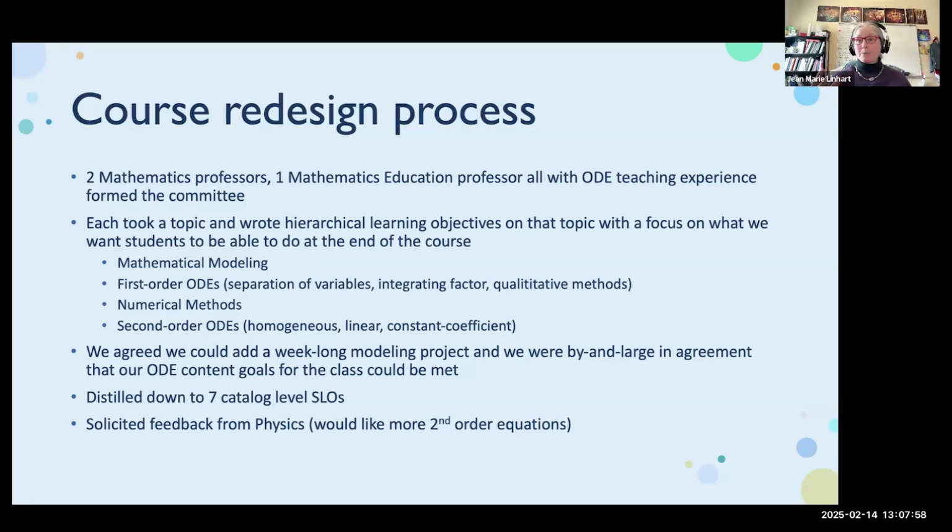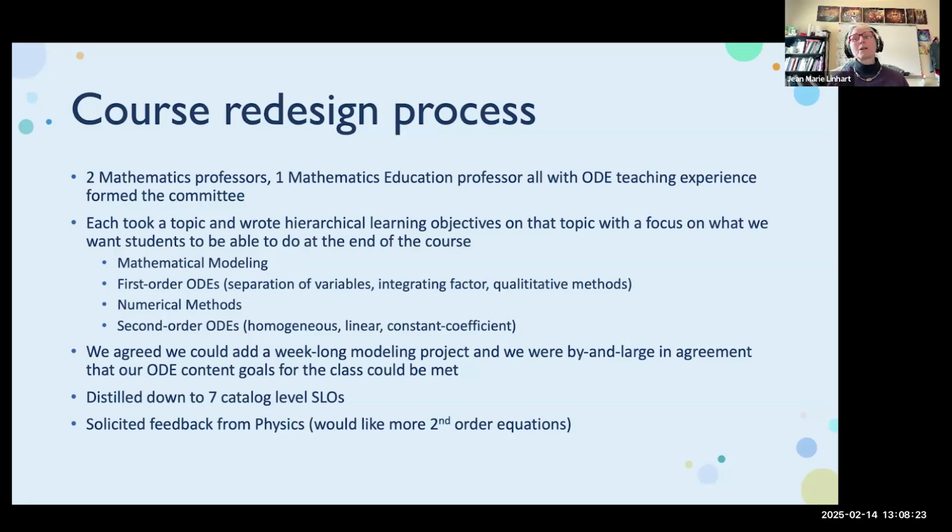So we had 3 people with differential equations teaching experience on the committee. We sat down in part with the SIMIODE textbook, but also just thinking to ourselves, what's really important in a differential equations class? We wrote down some learning objectives, and we tried to be really clear about what was more important and what was less important.